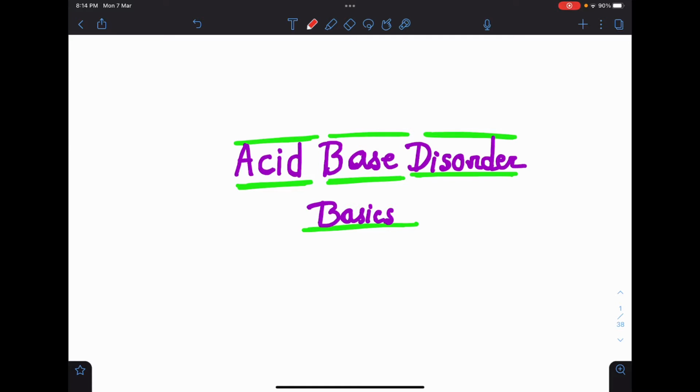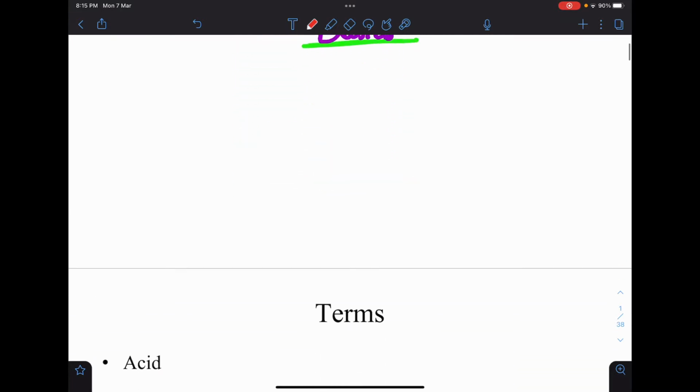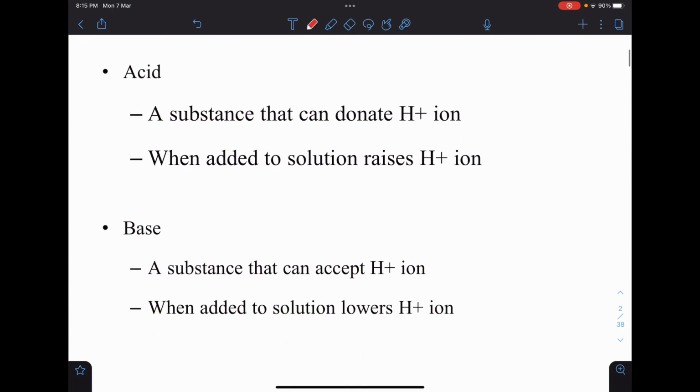In my today's class, I'm going to discuss the basics of acid-base disorder. There are various acid-base disorders and it is not possible to describe the whole in a single class. So I will be describing these disorders in different small lectures. So today let's know what acid is, what base is, and how the balance of acid and base is maintained in our body. So initially, just know about the terminologies.